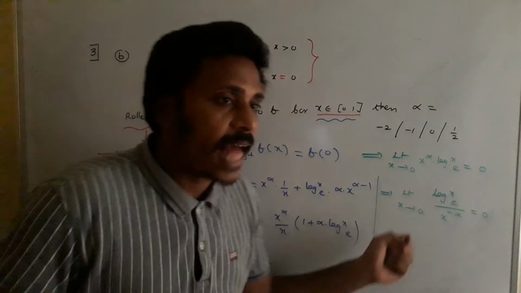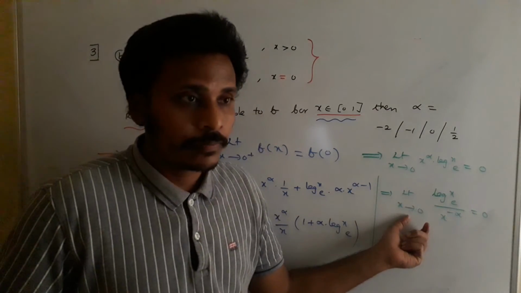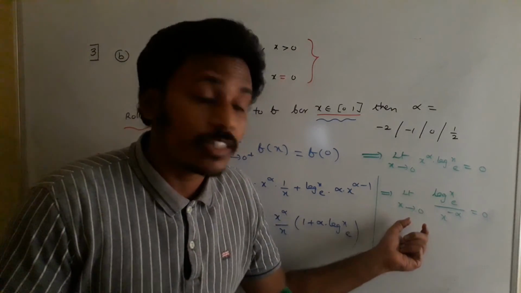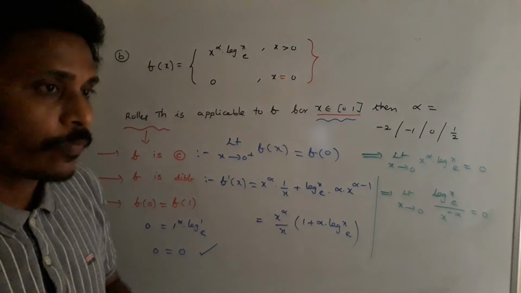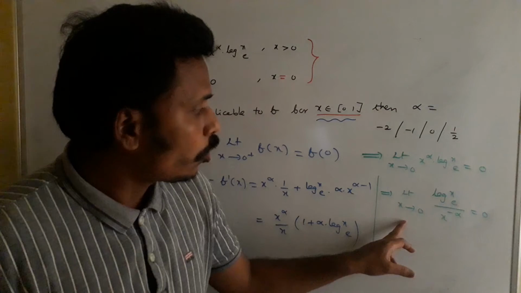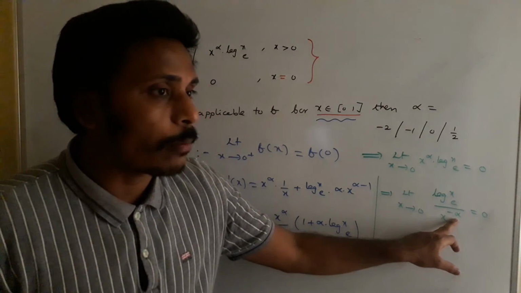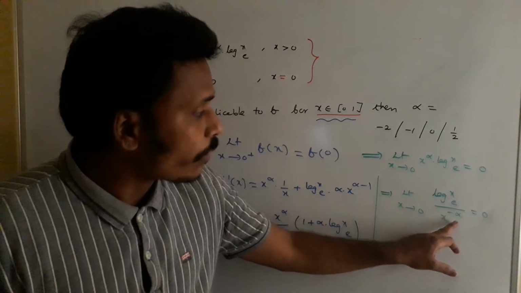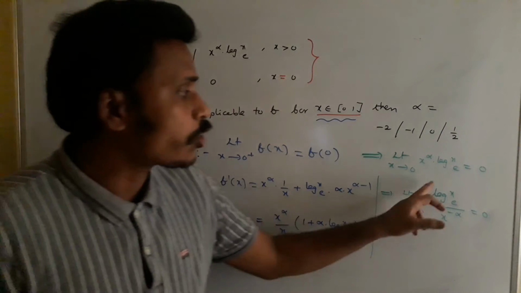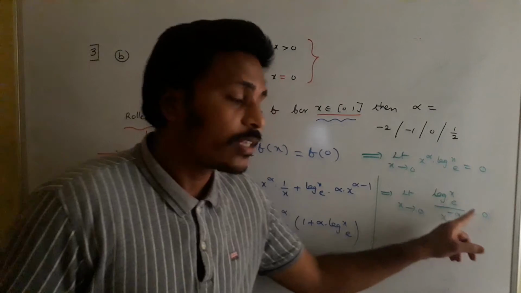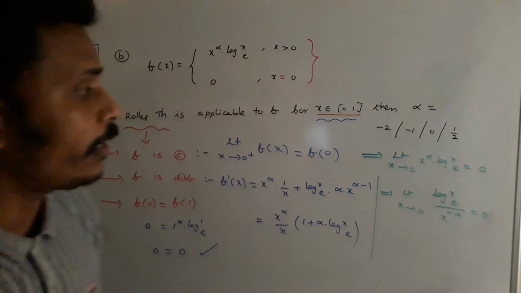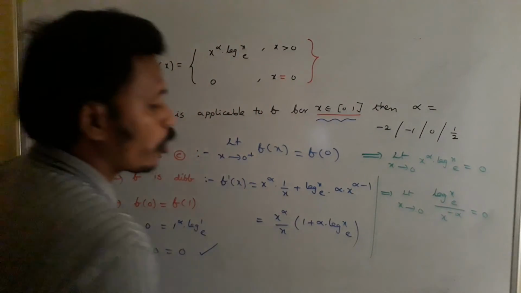If you apply, as x is tending to 0 plus, this log x to the base e value is minus infinity, and as x is tending to 0, x power minus alpha is 1 by x power alpha, so its value is again infinity. It is of the form infinity by infinity, but I need to get 0, right. Since it is of the form infinity by infinity, we need to use L'Hospital rule there.